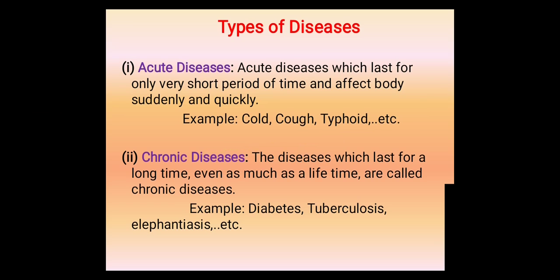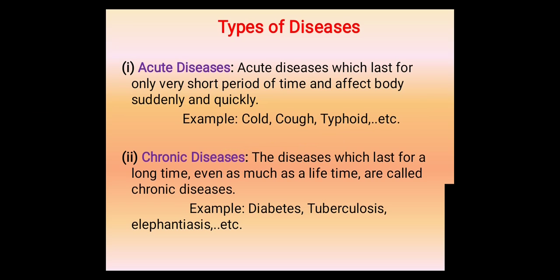See, there are two types of diseases. How many? Two types of diseases are there: acute diseases and chronic diseases. What do you mean by acute diseases? Acute diseases last for only a very short period of time and affect the body suddenly and quickly. For example, cold, cough, typhoid. These diseases come shortly, suddenly and quickly.